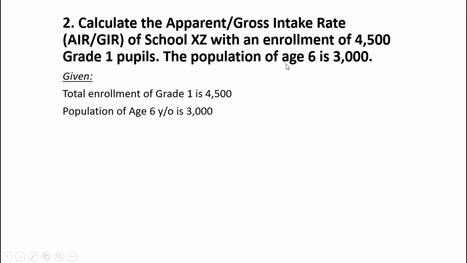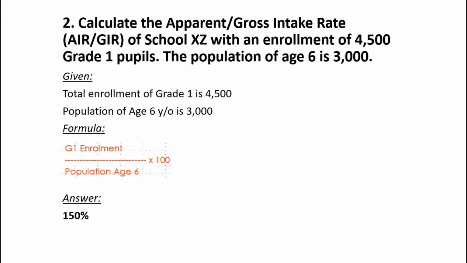So the given again is the total enrollment for grade 1 is 4,500 and the population of age 6 years old is 3,000. Tinitingnan po kasi dito yung age. So we will be looking for age 6 years old. And what is the formula? The formula is grade 1 enrollment over the population of pupils age 6, and you have to multiply the quotient by 100. So the answer is 150%. That is the apparent or gross intake rate.